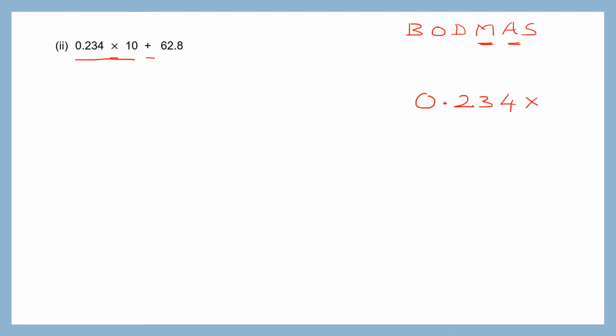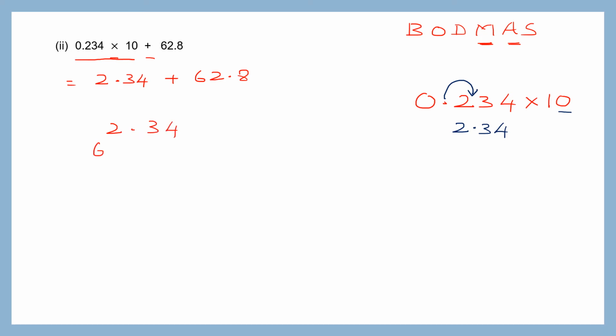0.234 into 10. Now again, when you do multiplication by 10, 100 or 1000, don't waste your time doing the long multiplication. You simply need to move the decimal point to the right. So that's 1 0 there. So I'm going to move it one place to the right. So it becomes 2.34. Now I'm going to continue with my answer here. So the first step now becomes 2.34 plus 62.8.